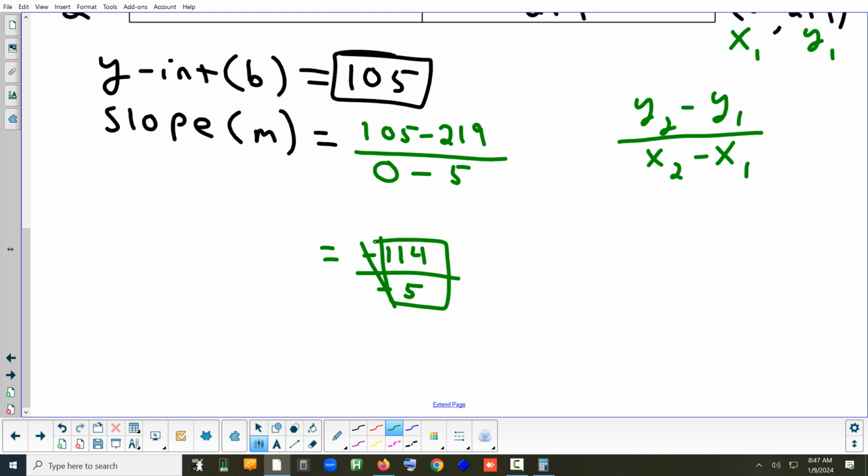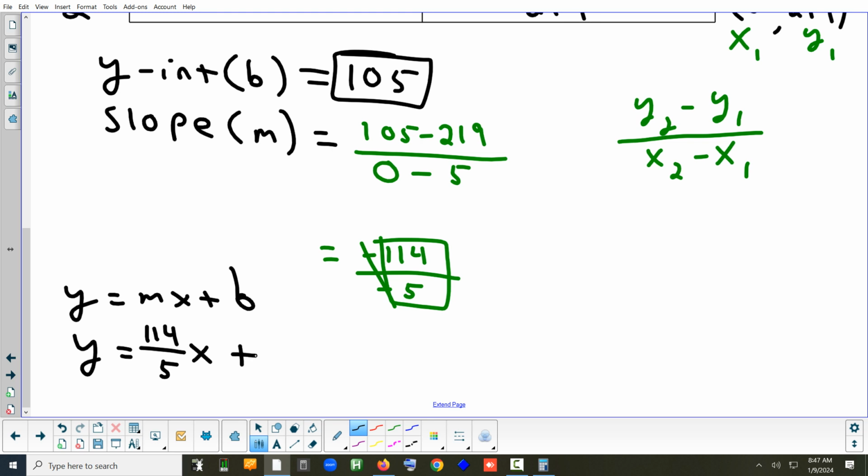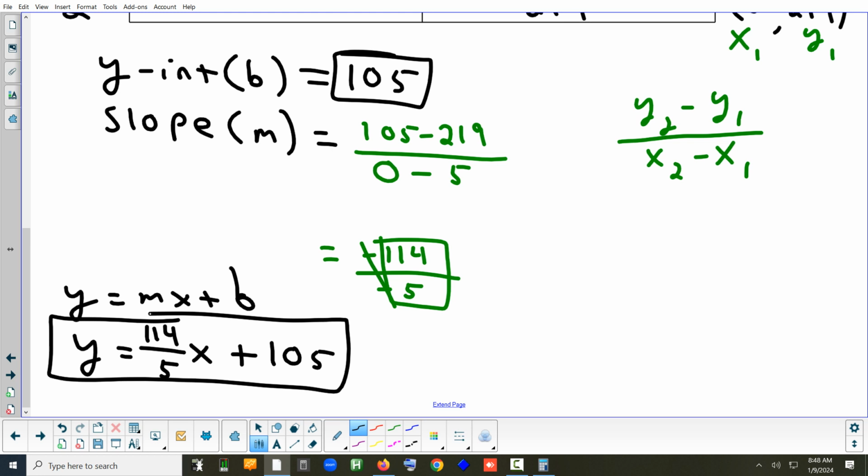Okay, so I've got my y-intercept, I've got my slope. What's the equation that we always use? y equals mx plus b. So y equals, what are we going to fill in for m? 114 over 5. What always goes next to the m so we know it's the slope? Yep, always put the x plus. And what are we going to fill in for b? 105. Yep. That's it. That's how you do example 5.